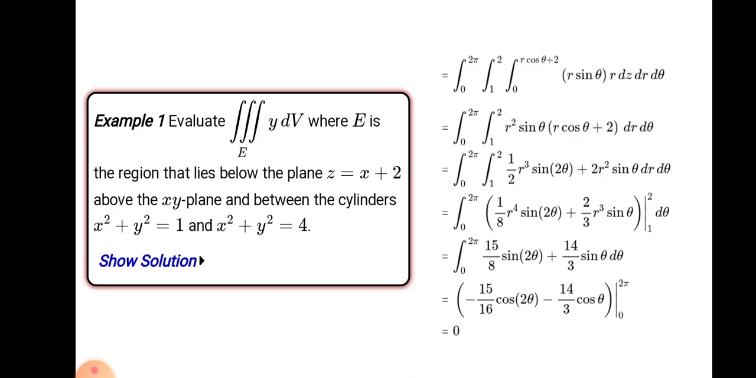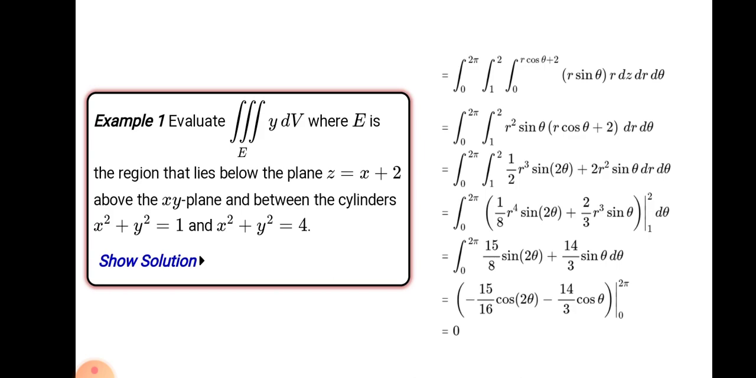So we came up with the integral of 1 over 8 r raised to the power 4 sine 2 theta plus 2 over 3 r cubed sine theta, evaluated from 1 to 2, d theta, from 0 to 2 pi. Next is to simplify. In simplifying, we substitute the values of 1 and 2 to the given. So we came up with the integral of 15 over 8 sine 2 theta plus 14 over 3 sine theta d theta, with limits of 0 to 2 pi.